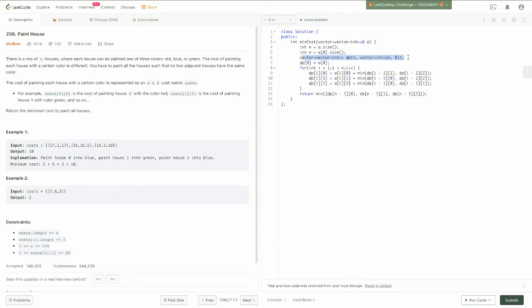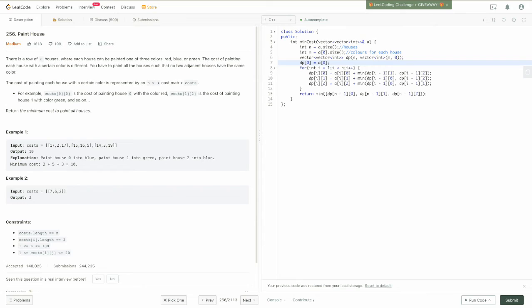Now you have to initialize the DP array. I have taken a DP array with n rows and m columns, where n is the number of houses and m is the number of colors for each house. Okay, so how many colors are there?